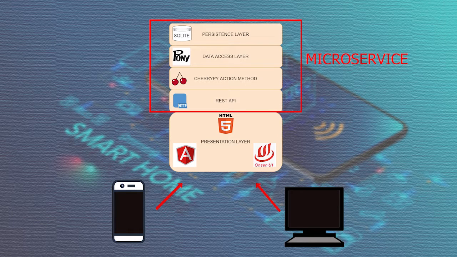Each microservice is a web server on top of CherryPy that exposes RESTful APIs. The business logic rules are in the CherryPy action methods. The data access layer is built on top of Pony, which is a simple Python object relational mapper. The data persistence layer is composed of a SQLite database, which is a zero-configuration, serverless, compact, one-file database engine, so it is good for constrained devices and IoT applications.